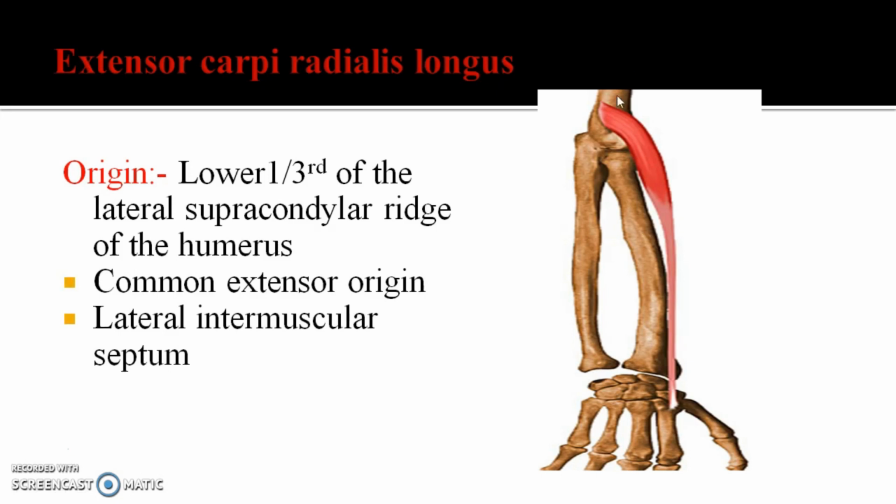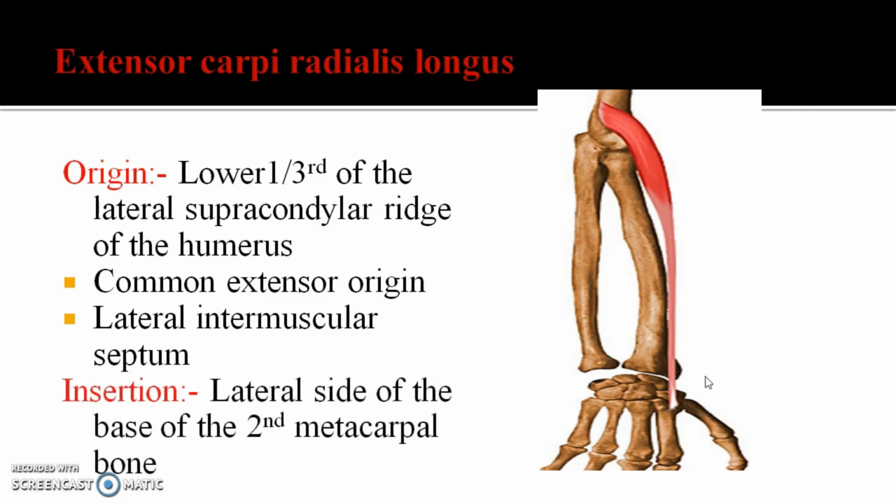So origin happens in the lower one-third of the lateral supracondylar ridge, along with the common extensor origin, that is the lateral epicondyle, and also the lateral intermuscular septum. Insertion happens in the lateral side of the base of the second metacarpal bone. So this is the first one, second, third, fourth and fifth metacarpal. Here we have the second metacarpal bone. At the base of the second metacarpal bone we have the insertion of this particular muscle. It crosses the carpal bones and then reaches the base of the second metacarpal.